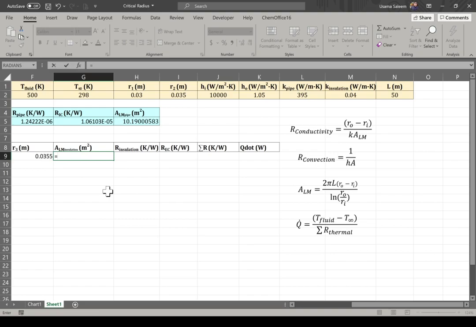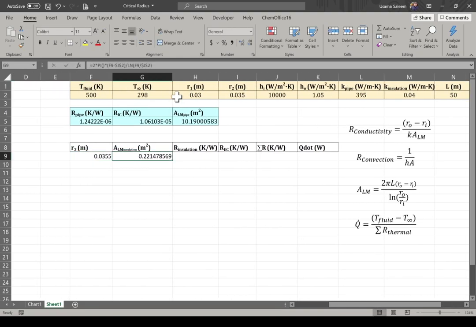Okay, the log mean area corresponding to this radius. That's just going to be, once again, 2 times pi times the difference in the radii, R3 minus R2. I'm varying R3. Keep in mind I'm not varying R2, so that's going to be an absolute reference. I'm only varying the outermost radius, R3, divided by the natural log of R3 over R2. I think I am missing the axial length here. The axial length, 50, and make that an absolute reference.